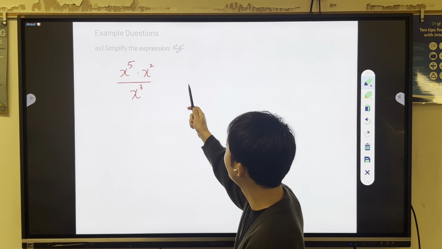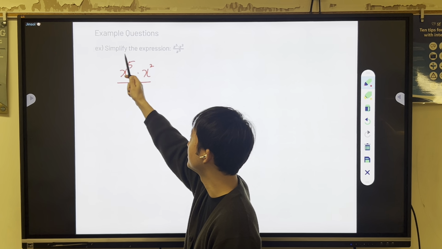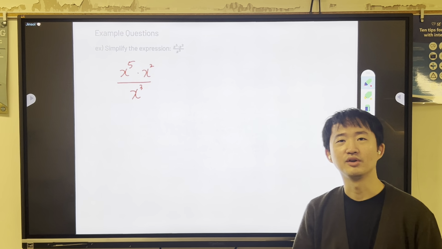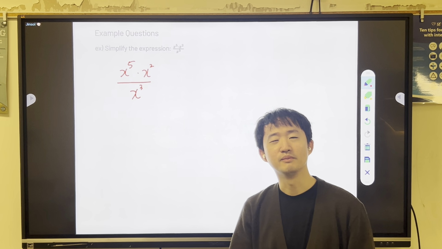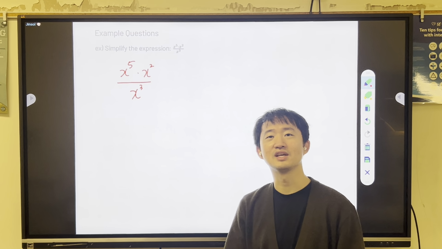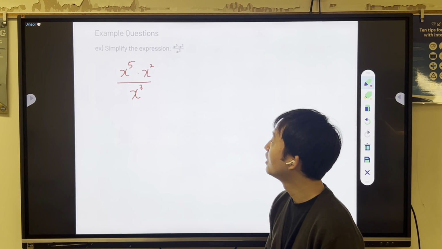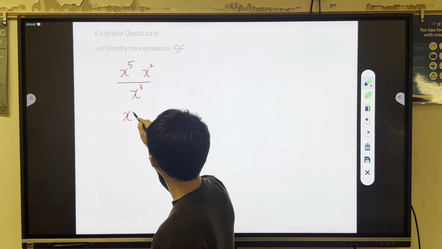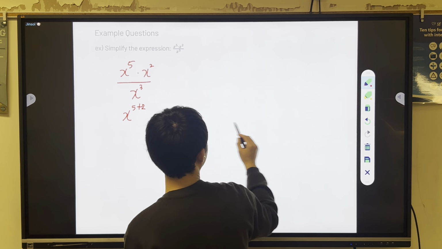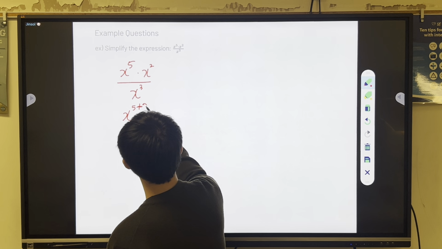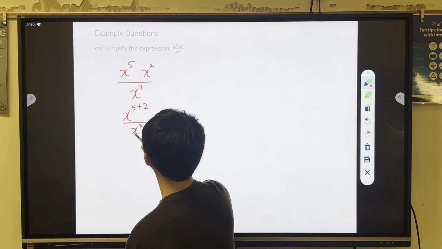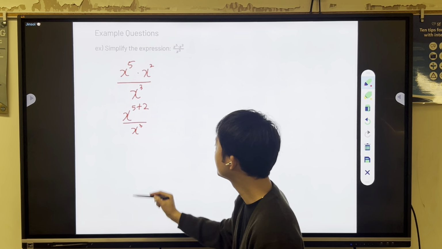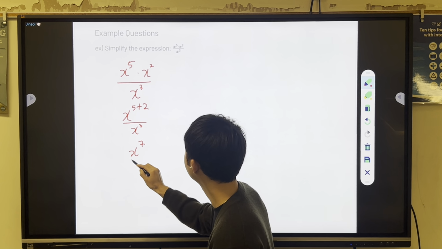Well, I think we can use the first exponent law on the numerator side, x to the power of 5 times x to the power of 2. One rule that we know about exponent laws is that if you're multiplying two powers with the same base, we can add the exponents. So that's going to be x to the power of 5 plus 2, divided by x to the power of 3. So I've added the two exponents, and that's going to be x to the power of 7 divided by x to the power of 3.